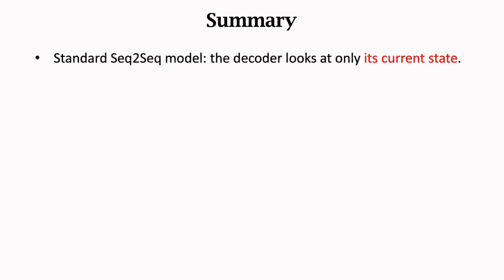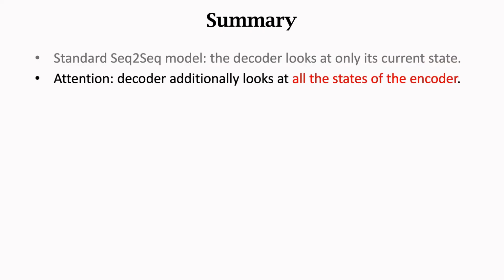Let me summarize this lecture. In the standard sequence-to-sequence model, when generating the next state, the decoder looks at only its current state. The next state is based on only the current state. There is a problem with it. The decoder does not directly see the input sequence of the encoder. The decoder's knowledge of the encoder's input is entirely from the encoder's final state. If the encoder's final state forgets anything, then the translation will be wrong.